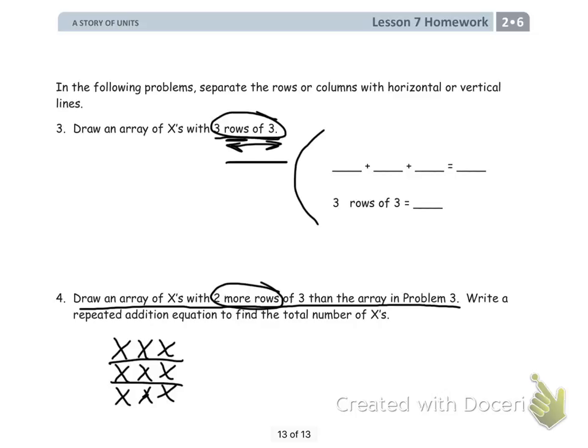I almost forgot to draw my lines. So I would come in here and I would draw 2 more rows. So 1, 2, 3, there's 1 more. 1, 2, 3, there's 2 more. And then write the repeated addition equation. So how many rows do we have total? 1, 2, 3, 4, and 5. So you'd simply make a repeated addition problem over here with 5 blanks. And then way at the end over here, you'd answer to find the total.